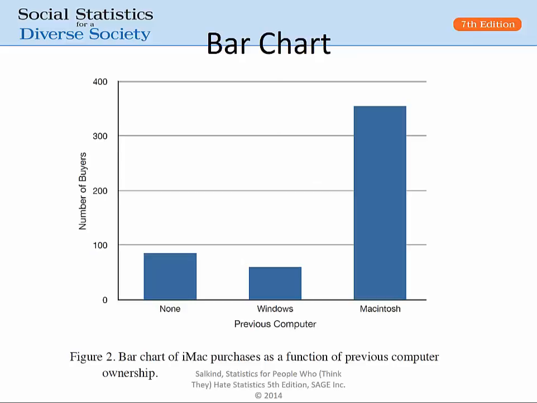And so here's an example of a bar chart. And this is a bar chart, again, of that same frequency table: iMac purchases as a function of previous computer ownership. So in other words, what type of computer did people own before they had iMacs? And none, we can see that this is the number of buyers. So this isn't percentage, this is number. So we can see that it's a count.